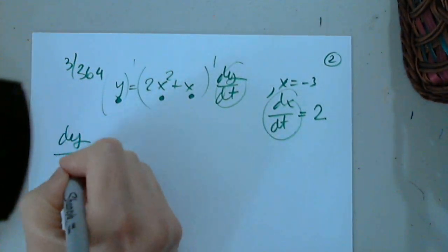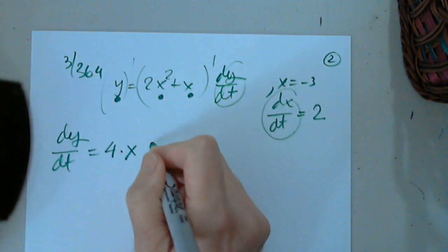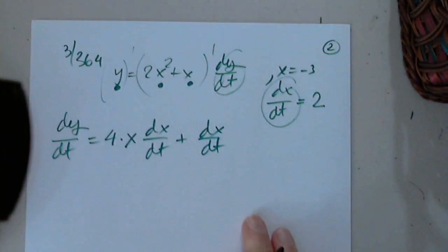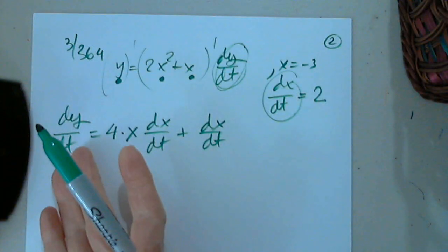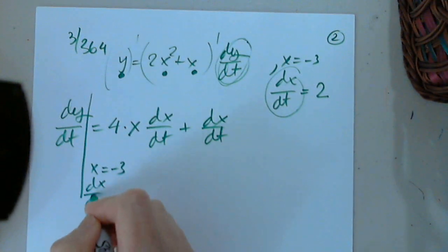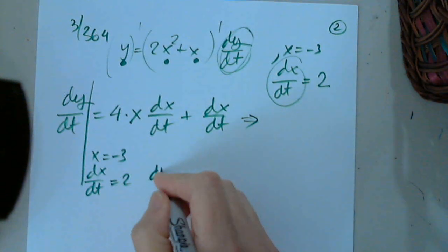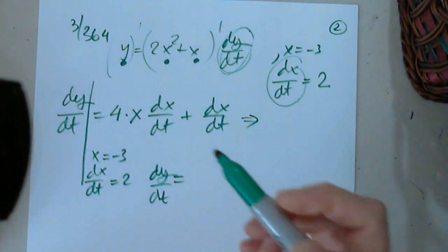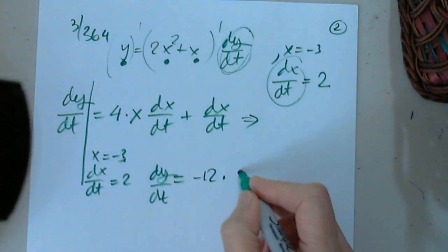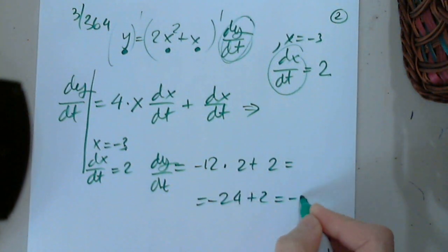This is dy over dt. This is 4 times x times the inner function prime. And this is simply dx over dt. We're asked to find this. Okay, it's already solved when x equals negative 3 and dx over dt equals 2. Let's just write it again. So 4 times negative 3, negative 12, times 2 plus 2. So negative 24 plus 2 is negative 22.